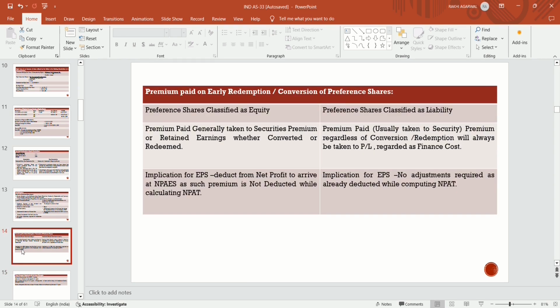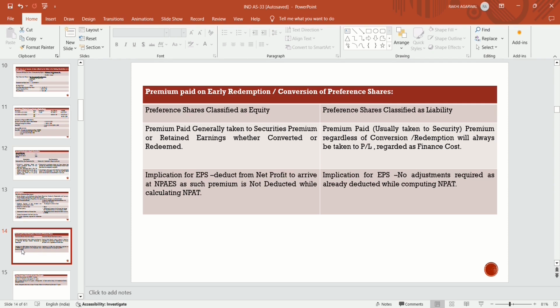Premium paid on early redemption or conversion of preference shares. An example is taken to understand early redemption. Preference shares classified as equity: the premium paid is generally taken to securities premium or retained earnings, whether converted or redeemed. Implication for EPS: deduct from the net profit to arrive at net profit attributable to equity shareholders. As such, premium is not deducted while calculating the net profit after tax.